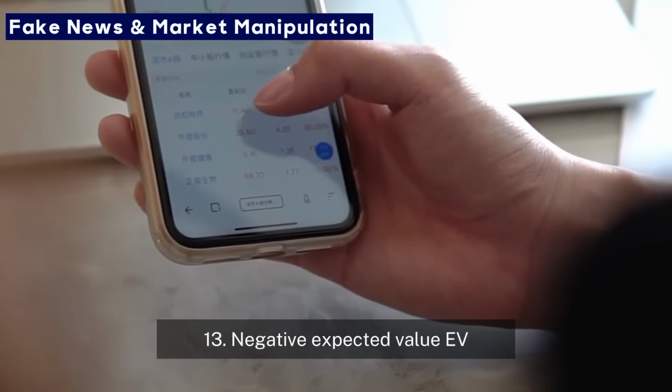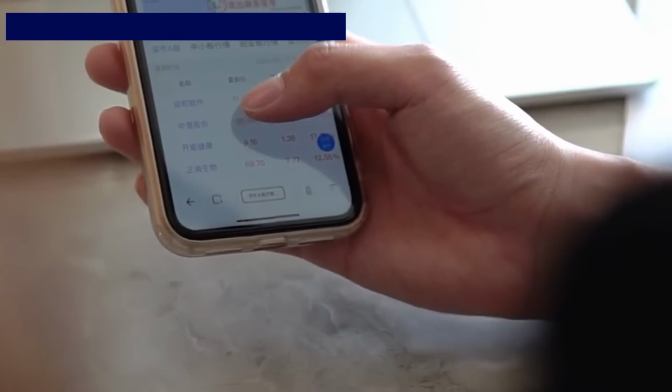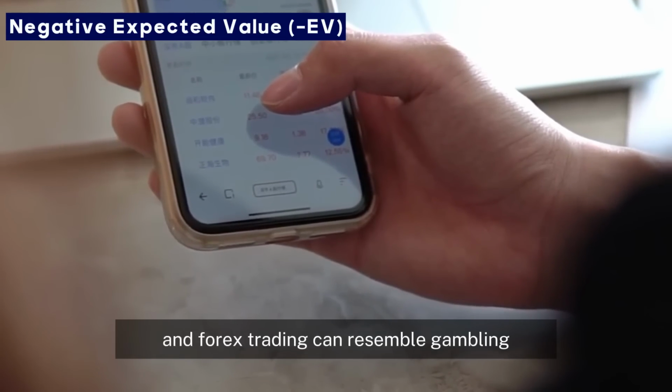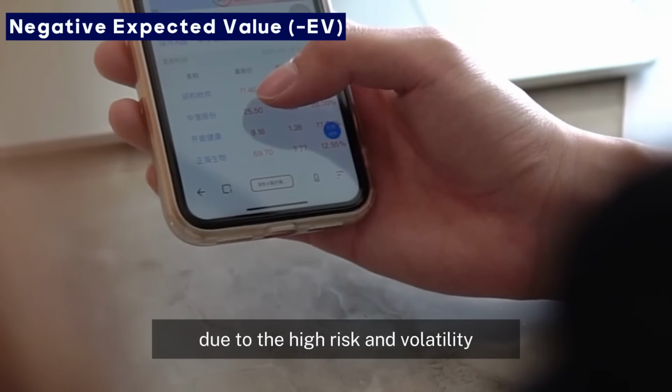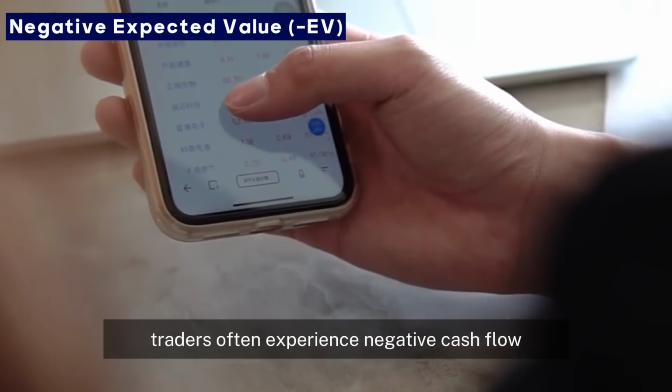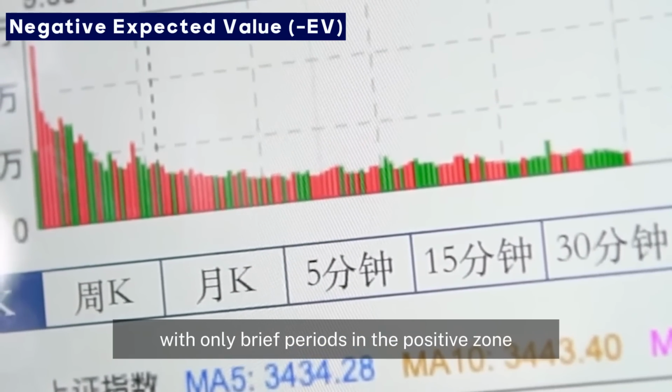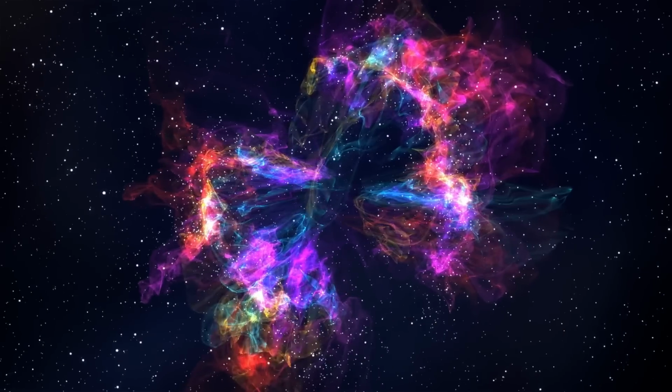13. Negative expected value, EV. Gambling-like outcomes: excessive use of margin in Forex trading can resemble gambling due to the high risk and volatility. Traders often experience negative cash flow most of the time, with only brief periods in the positive zone.